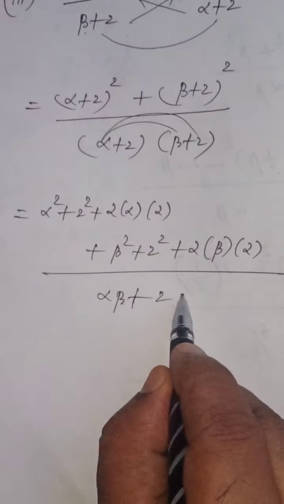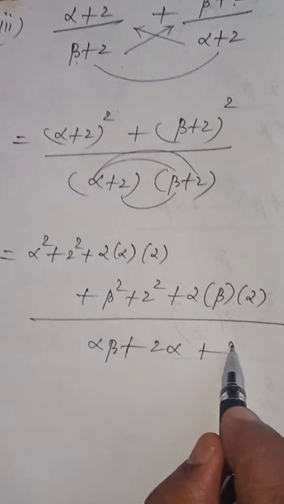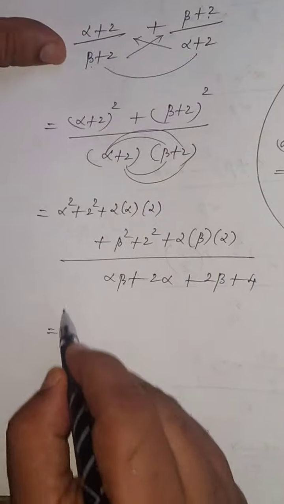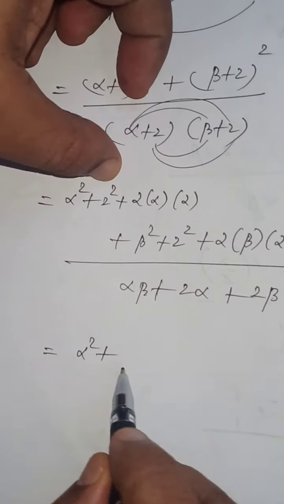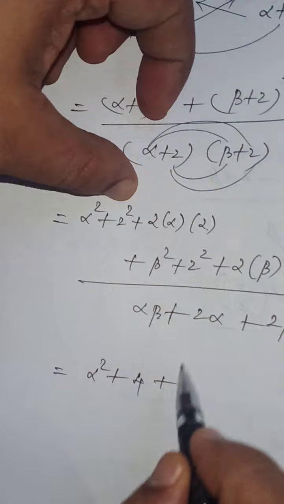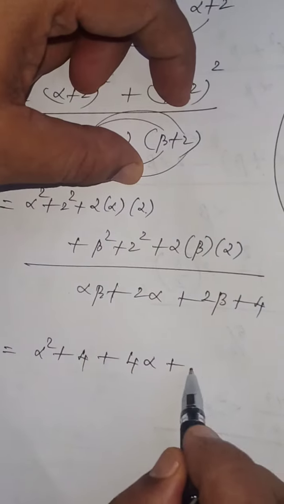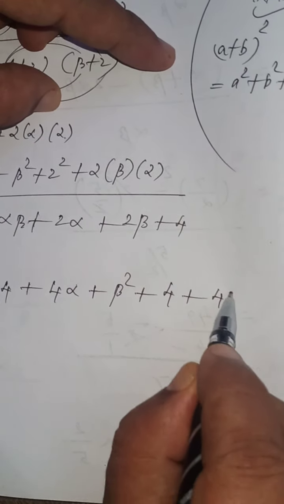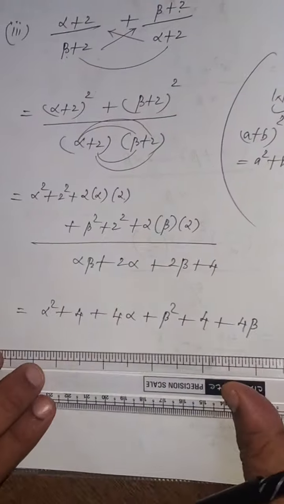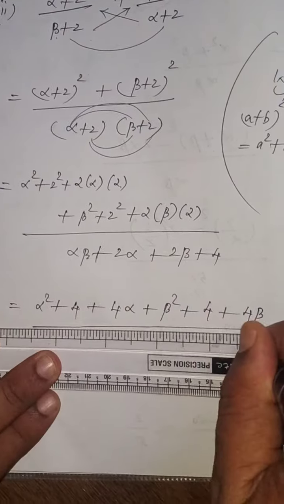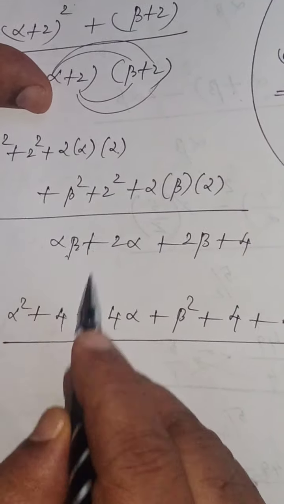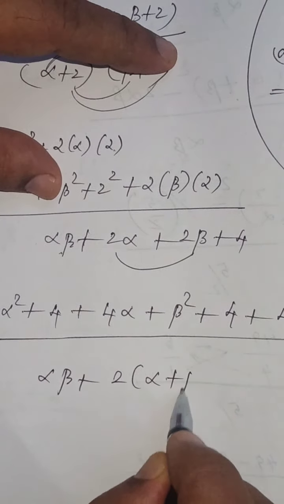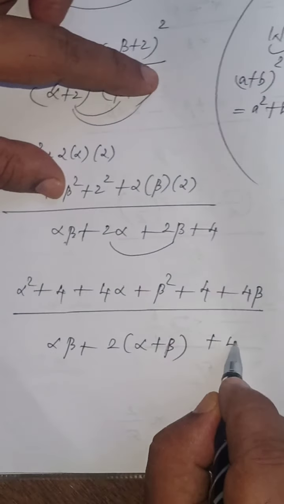alpha beta, alpha into 2 that is equal to 2 alpha, 2 into beta, 2 beta plus 2 to 4 equals alpha square plus 2 square is 4, 2 into 2 is 4, 4 alpha, plus beta square, 2 square is 4, 2 into 2 is 4, 4 beta, whole divided by alpha beta. Between these two you can take 2 as common, 2 into alpha plus beta, correct, plus 4.